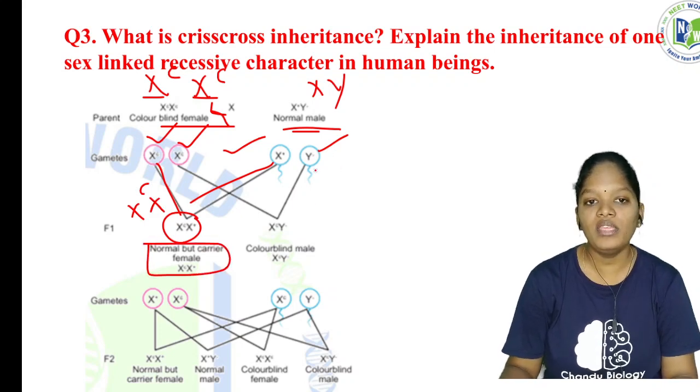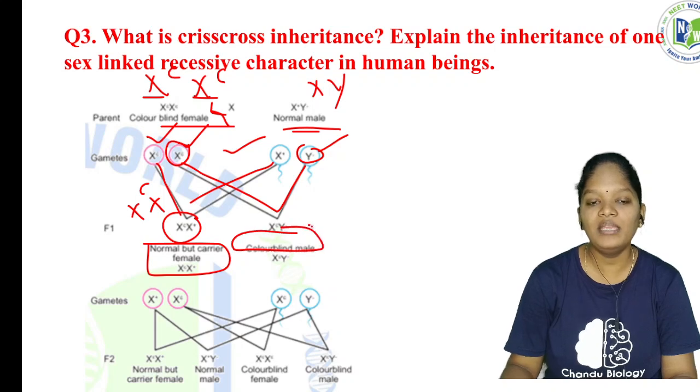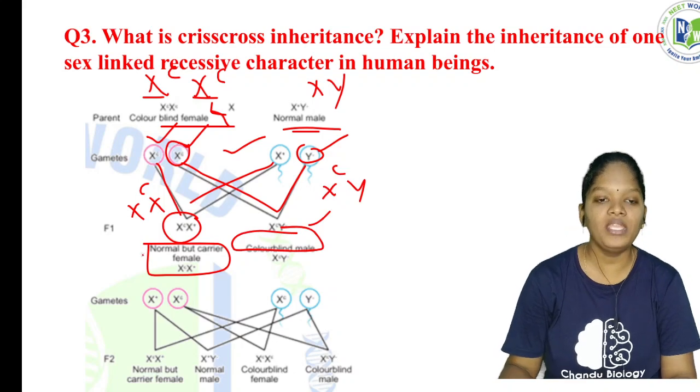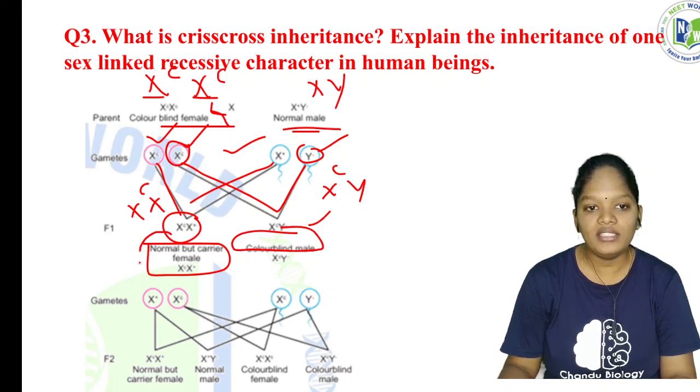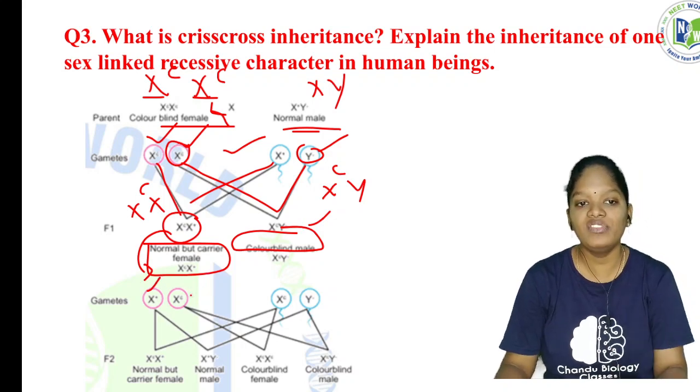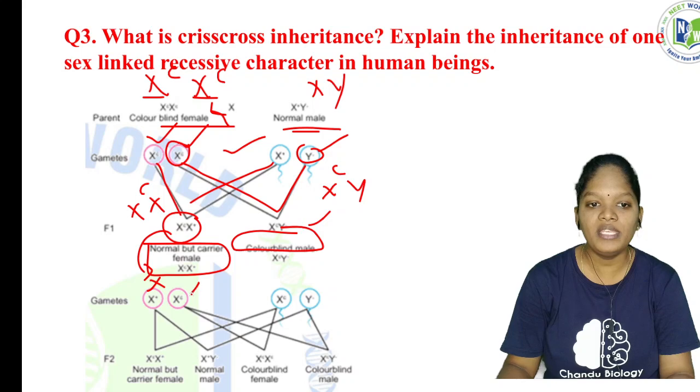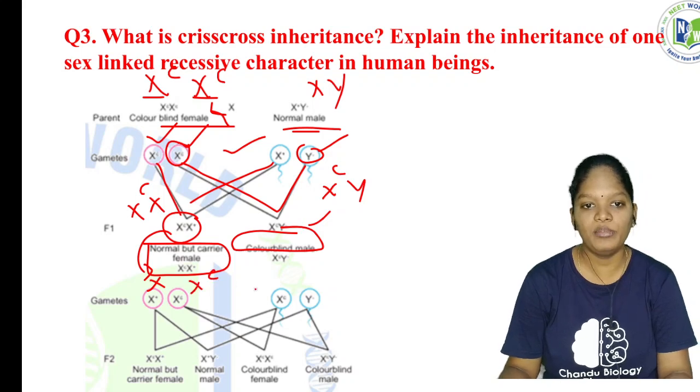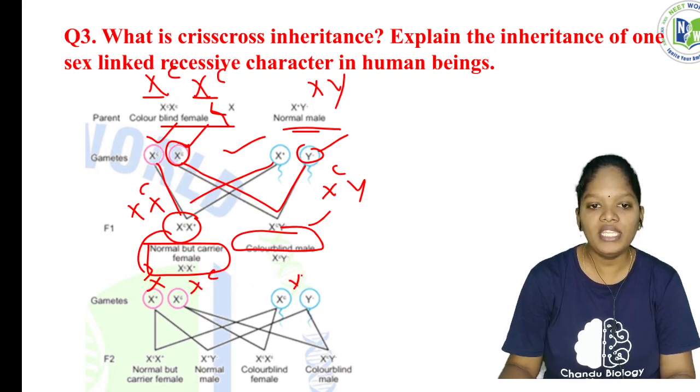Okay, now here the X^C and the Y. So here it will be X^C and Y, so definitely he will be the color blind male. Okay, now what will be the next generation? X^C plus normal X will be there, which means here it will be the carrier female. So one normal X and one color blind X will be there, and here the color blind X and Y will be there.